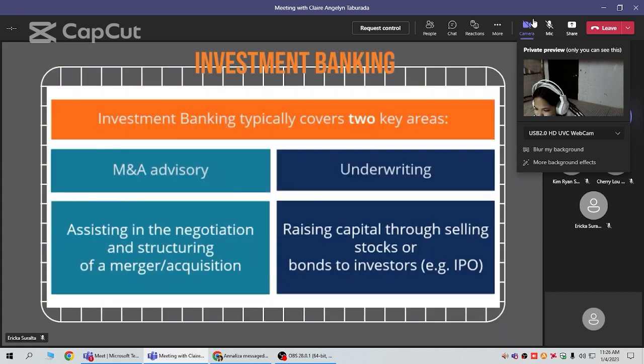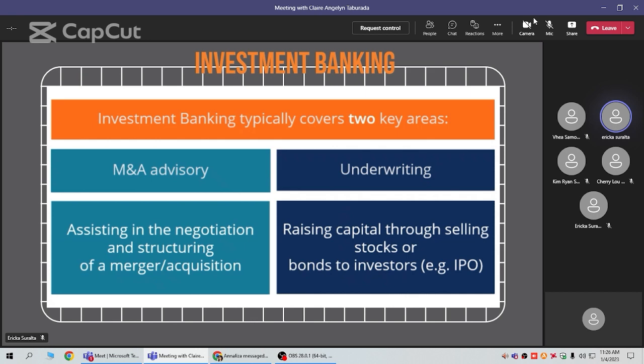So in investment banking, it typically covers two key areas: M&A advisory and underwriting. M&A advisory is assisting in the negotiation and structuring of a merger or acquisition, so the investment bank assists their client in negotiating any structures about the M&A process. Then underwriting helps in raising capital through selling stocks and bonds to investors. An example here is the IPO. Businesses or corporations that want to raise capital go to investment banking to sell their stocks or bonds.